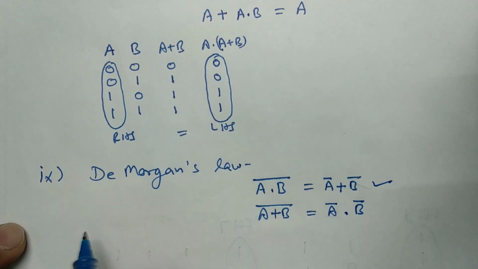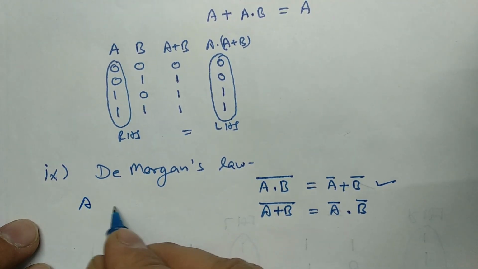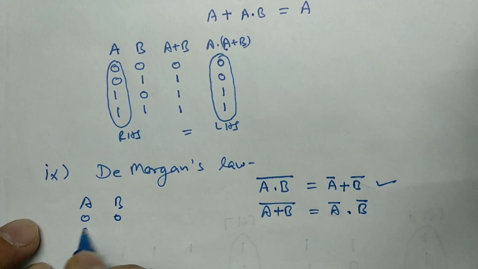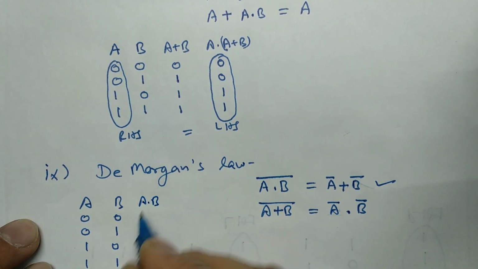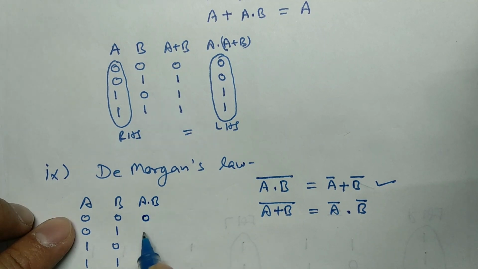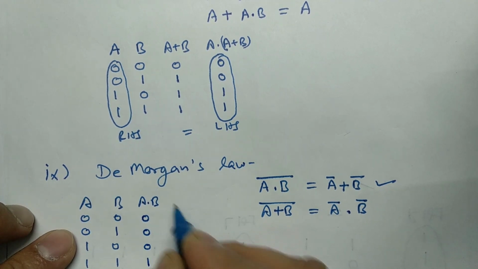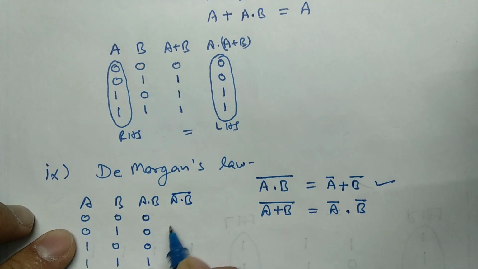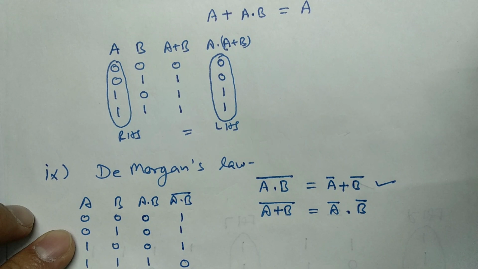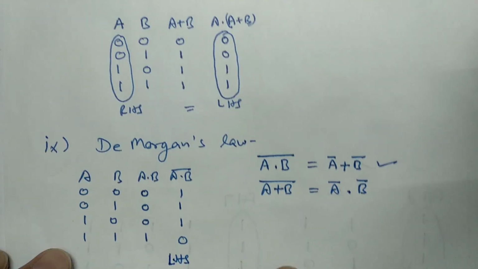Let's see the verification of the first law. A, B: 0 0, 0 1, 1 0, 1 1. What is the left hand side? A and B is 0, 0, 0, 1. And not of (A and B) is 1, 1, 1, 0. This is the left hand side.